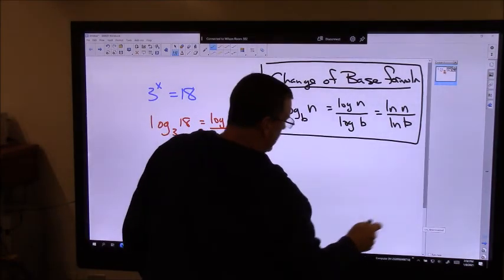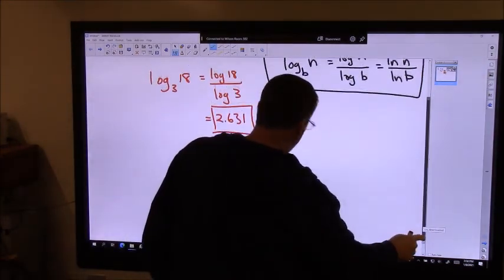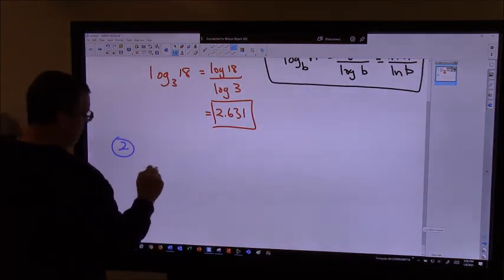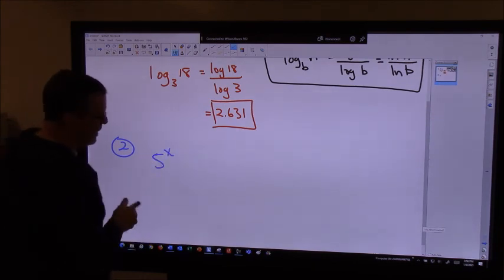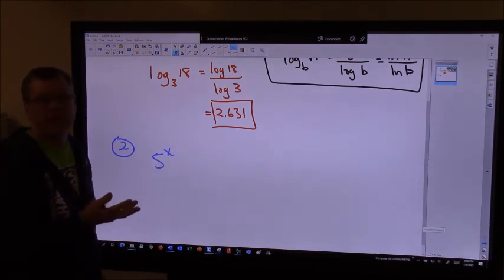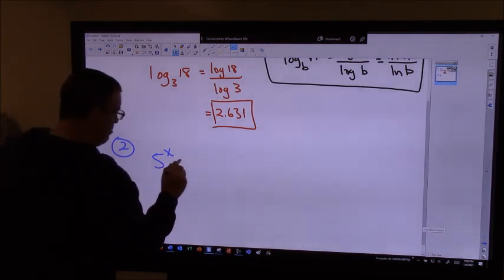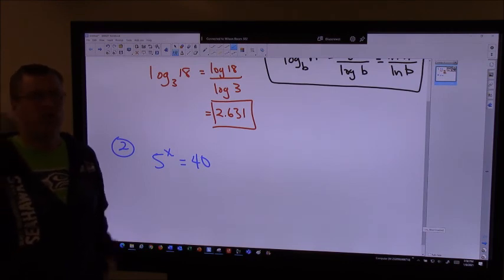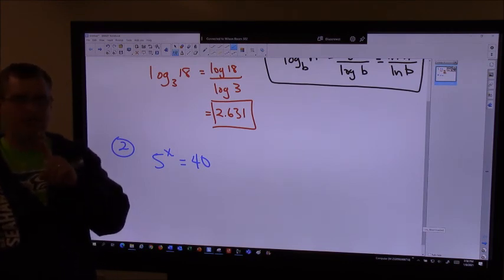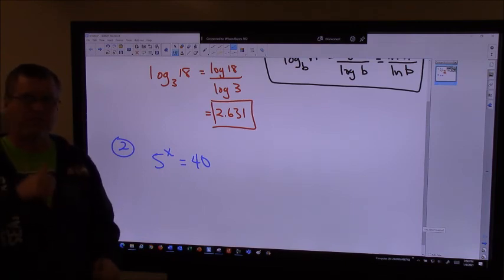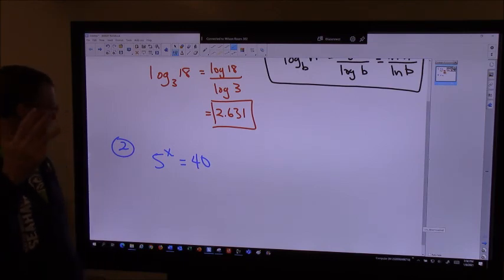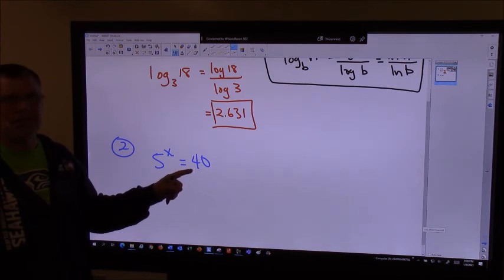So if I asked you guys a question like this, 5 raised to the x power. Now if I put something like 25, we'd all get that right, okay? But if I put something like this, now, let's be careful. I know right now a lot of you guys are thinking 8, right? But think about that. 5 times 5 is 25, times 5 is 125, times 5 is 625. I'm way past 40, and I haven't even gotten to 8 yet.